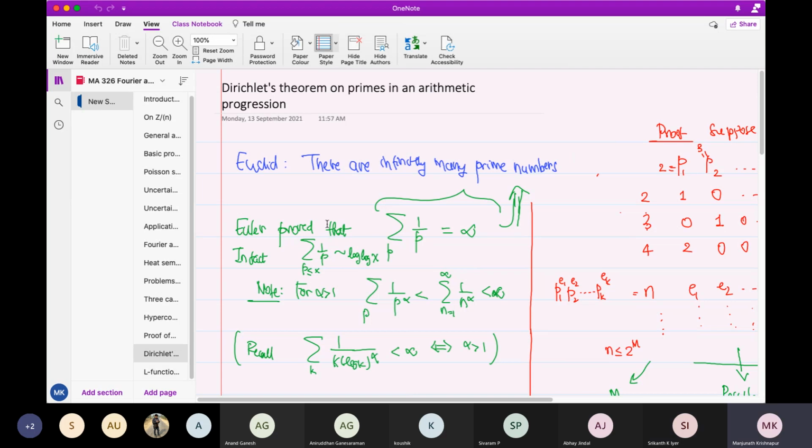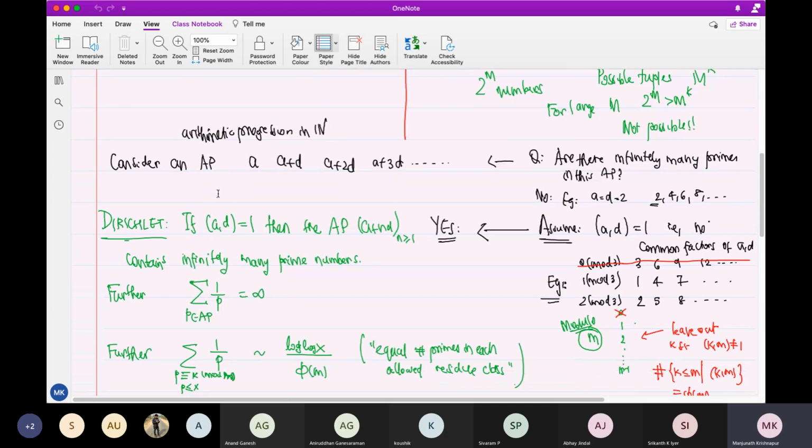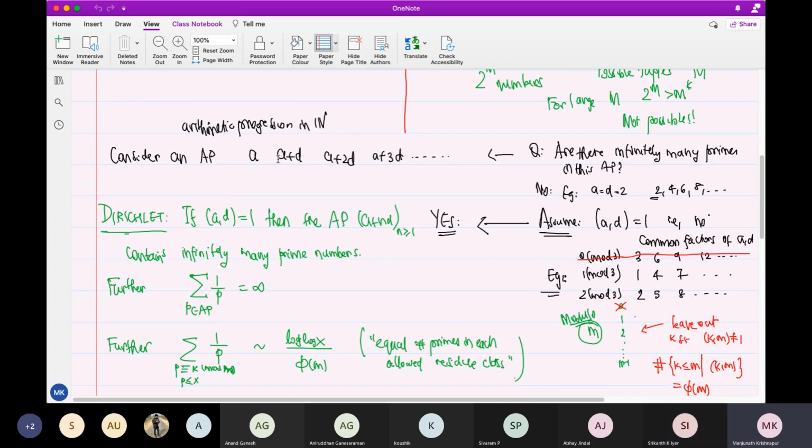So what is the theorem we are headed towards? The big theorem is that if you take any arithmetic progression, a plus d, a plus 2d, a plus 3d, and so on, then if a and d are coprime, then there are infinitely many prime numbers inside this arithmetic progression.